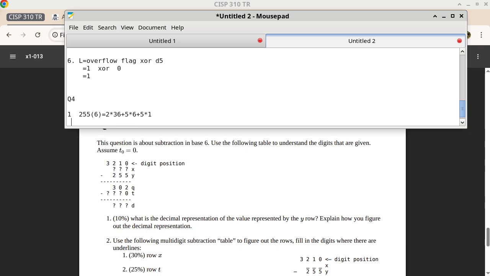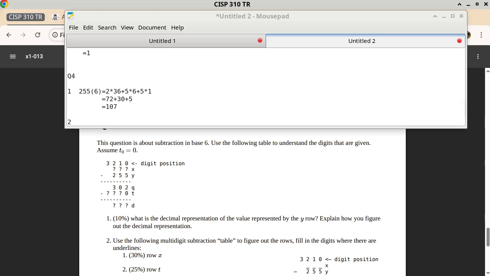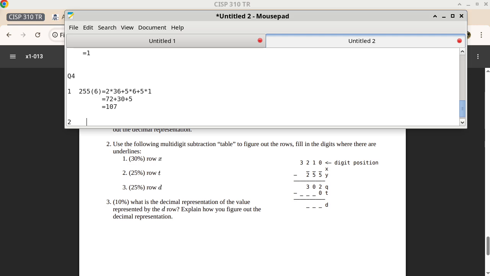So now we just do the actual calculation, which is 72, 30, and a 5. And that will add up to 108, I think. Is that okay? Or did I do the math wrong? Yep. All right. So that's part one. Part two is basically just filling in all of those missing digits. So we'll go ahead and recreate the scenario. We have unknown, unknown, unknown, and then we have subtraction of 255.